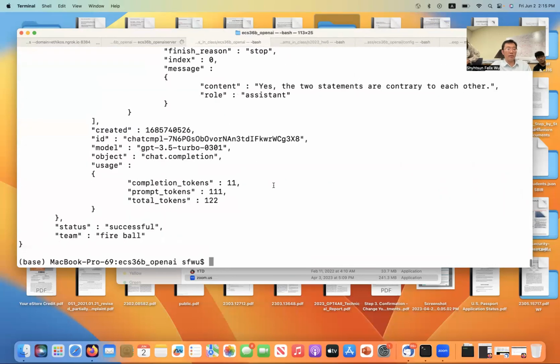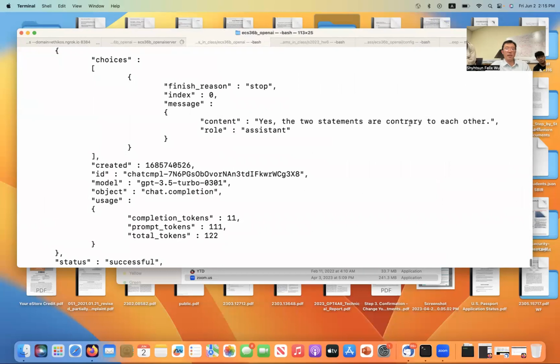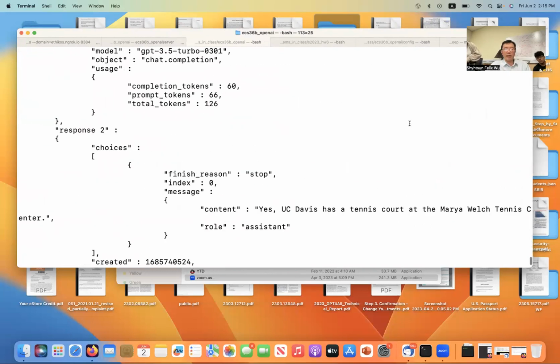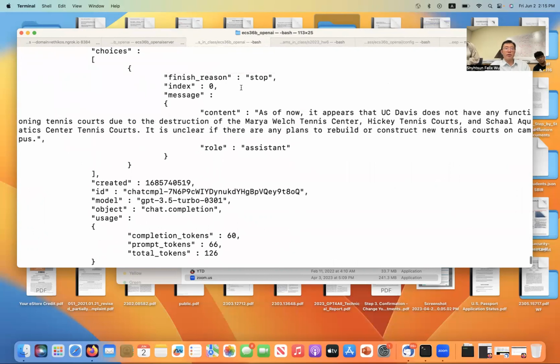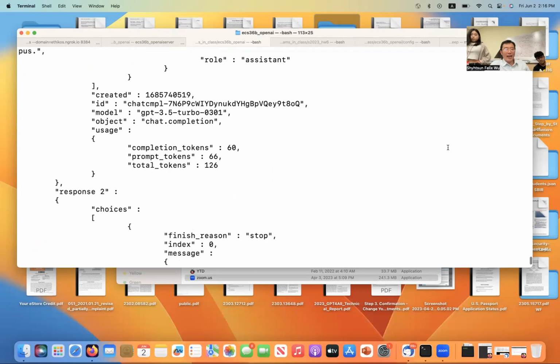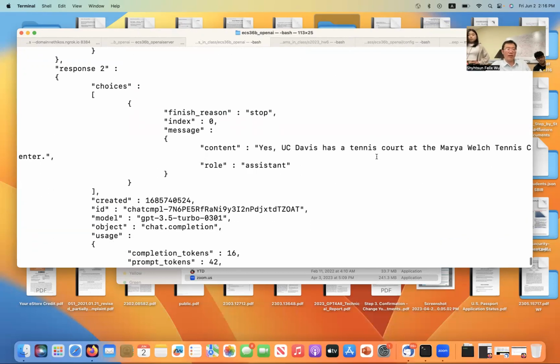Okay, so the answer, you can see that they say, yes, these two statements are contrary to each other. Let's take a look at the answer they provide. You see that the first response, this is what they said. So as of now, it appears that UC Davis does not have any functioning tennis court due to the destruction of Maya Well Tennis Center, Hickory Tennis Court, and Shell Quantix Center Tennis Court. It's unclear if there are any plan to rebuild or construct any new tennis court, okay? And the second question, of course, you see that, so it's contrary.